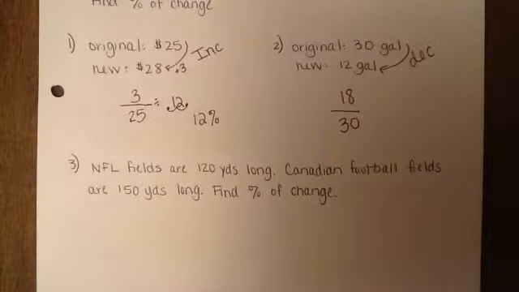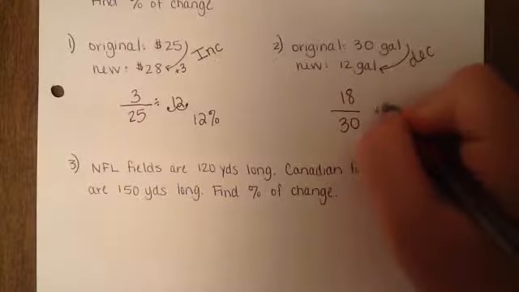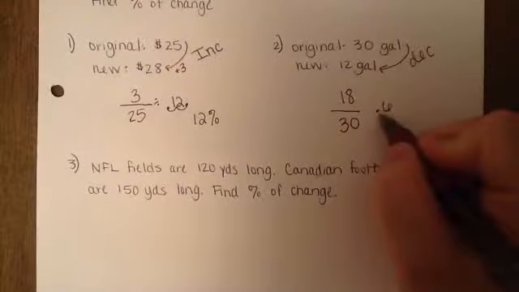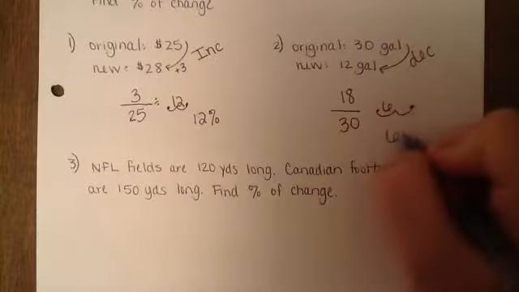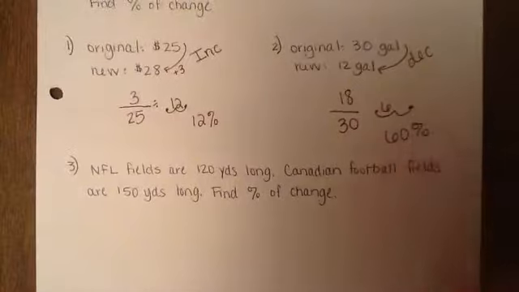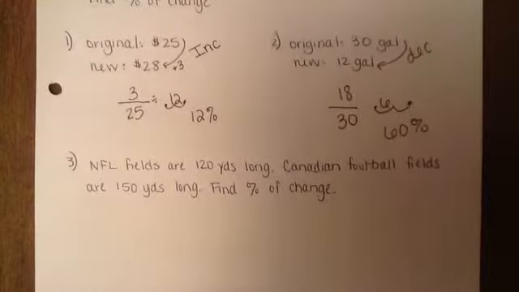So how does it change compared to the beginning? Find this as a percent. Top divide bottom. And what do you get? 0.6. Move it how many places? Once, twice. Our answer, 60%. The gallons decreased by 60%.